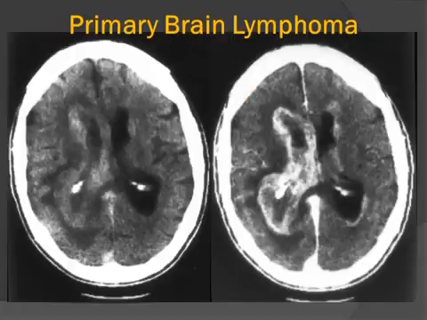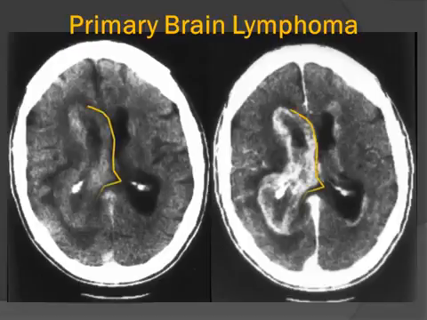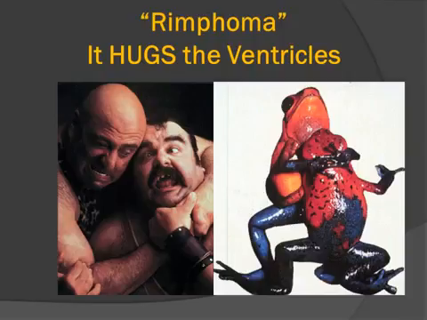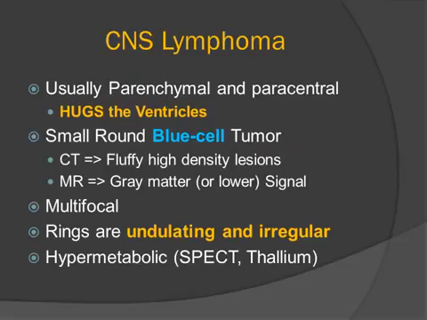Primary CNS lymphoma tends to involve the periventricular area. In this example, we can see abnormal hyperattenuation surrounding the right lateral ventricle and corresponding abnormal periventricular enhancement after iodinated contrast material is given. And so we want to remember this appearance of a lesion that is hugging or surrounding the ventricle. One of my colleagues calls this rymphoma because it forms a rim around the ventricular system. So CNS lymphoma is usually parenchymal, paracentral, hugging the ventricles.